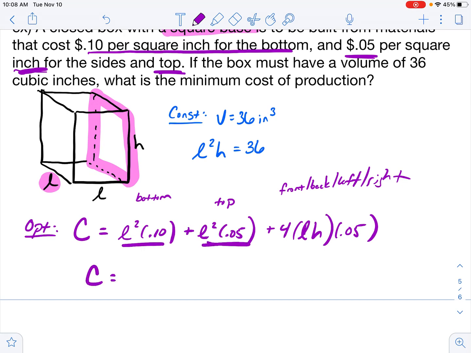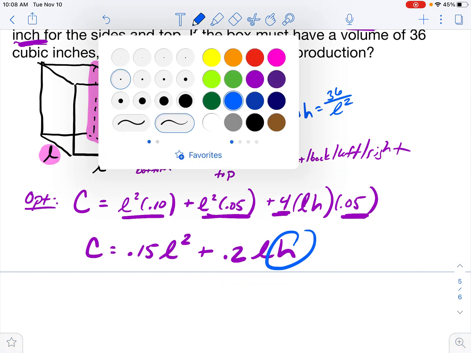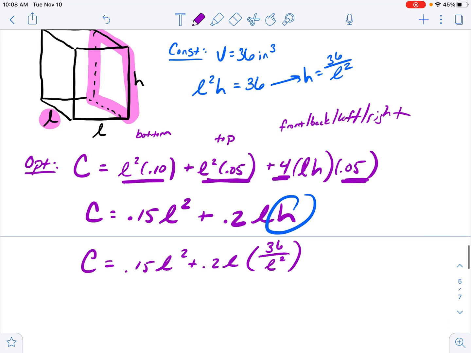Let's clean this up. We've got some like terms. We've got 0.1 L squared plus 0.05 L squared, 0.15 L squared, and then plus 0.2 LH. There's our cost equation. And again, the tough part is done. Now we go through the process. Let's solve this for H, because then we don't have to take any square roots, and I'll replace H in my equation with 36 over L squared. So here goes. Cost is 0.15 L squared plus 0.2 L times 36 over L squared.